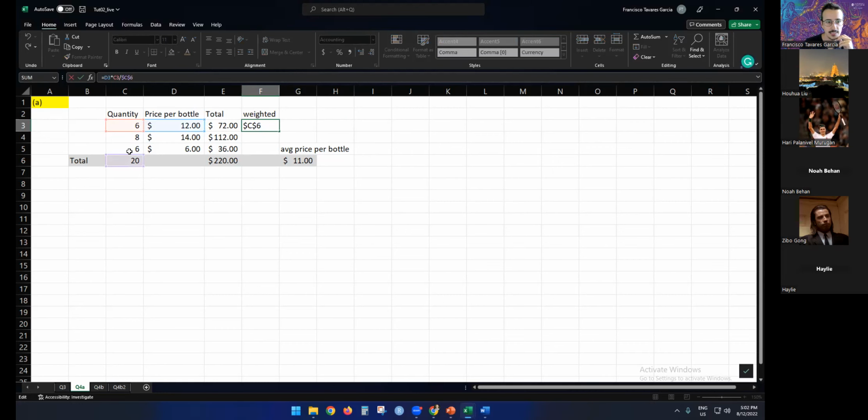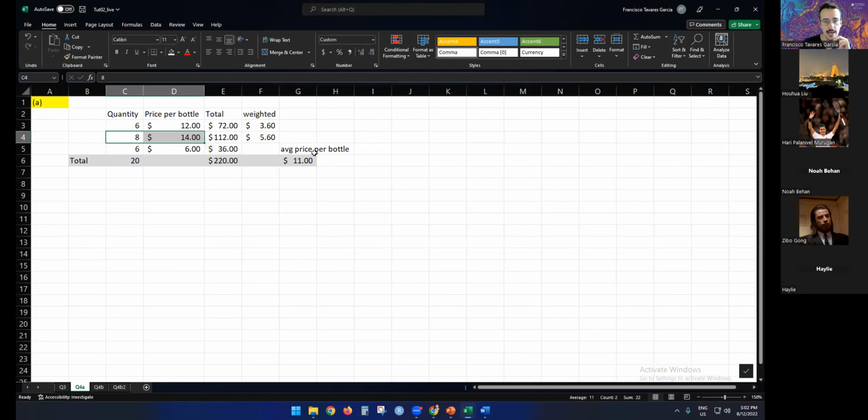This divided by this times this gives me 360. Look what's going to happen to the next one. I'm just clicking and scrolling and pushing it down like another cell, 560. So this is the contribution to the average price from these 8 $14 bottles. And I'll do this here, another 180.